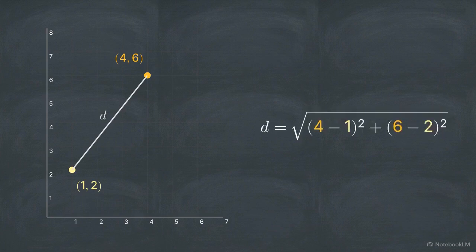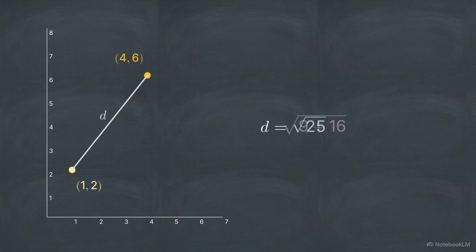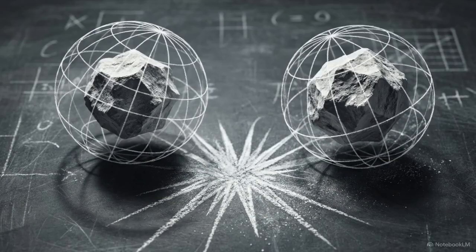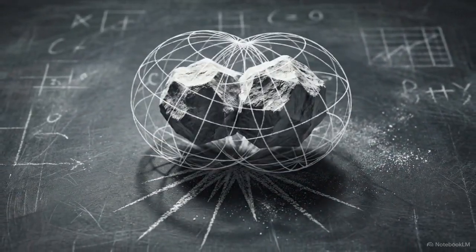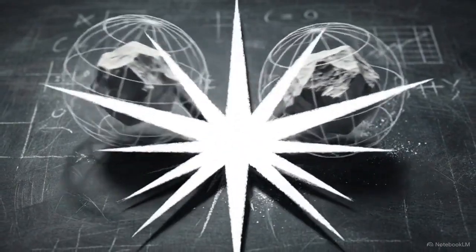This diagram maps 2 points at 1, 2, and 4, 6. Using the distance formula, we subtract the corresponding coordinates, square the results, and take the square root to find a geometric distance of 5. In computer graphics, calculating this distance determines whether two objects are close enough to trigger a rendering boundary or a collision event.